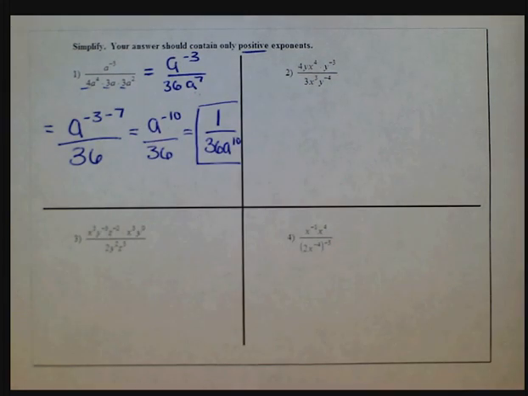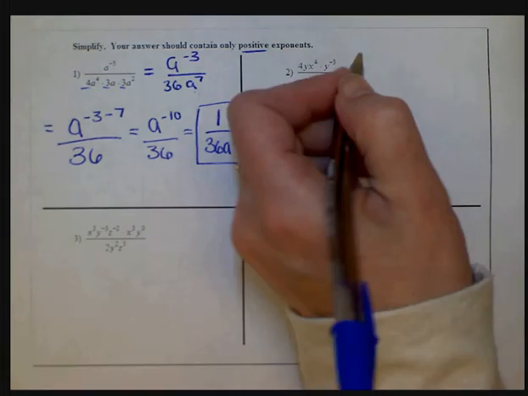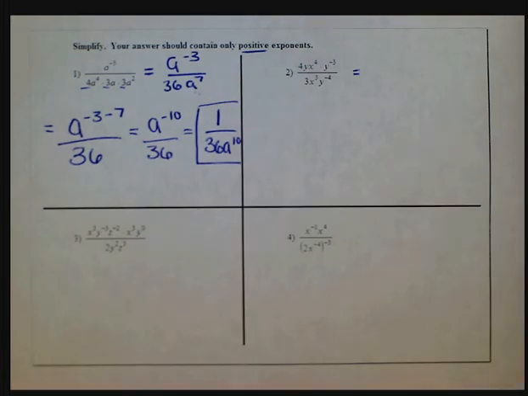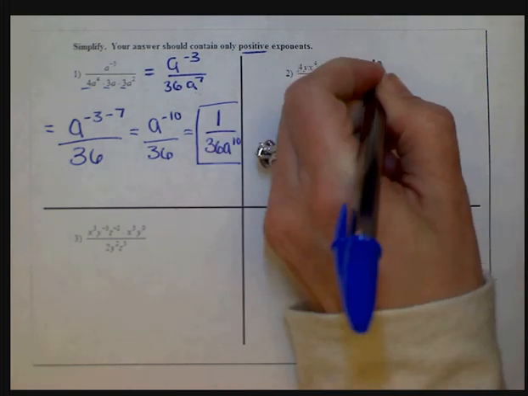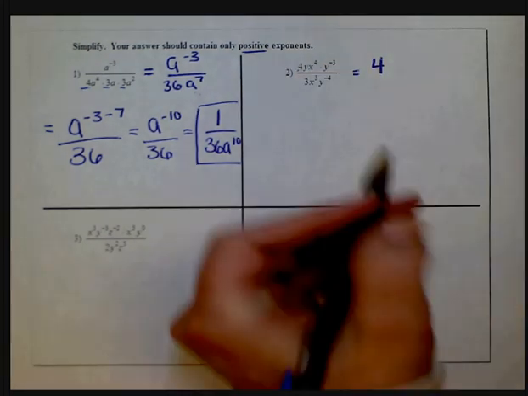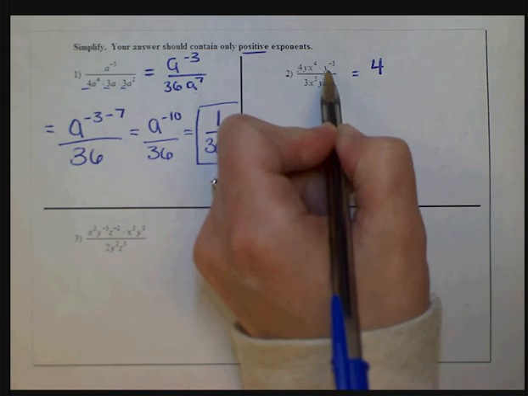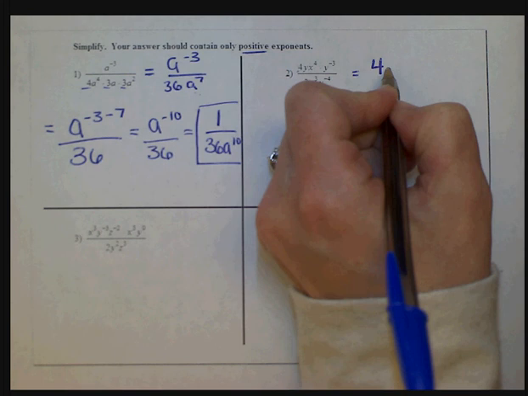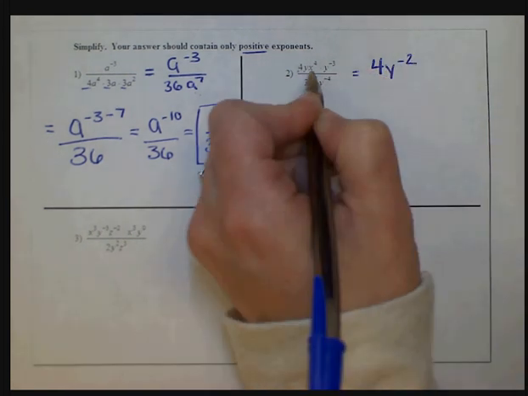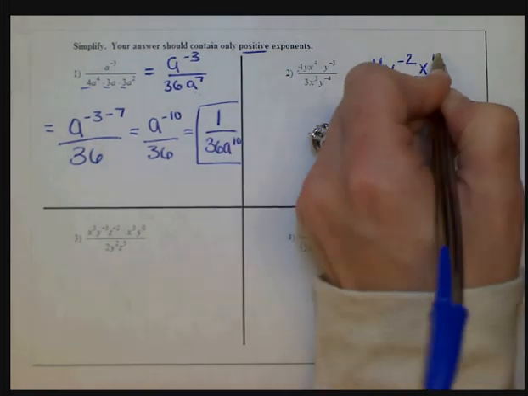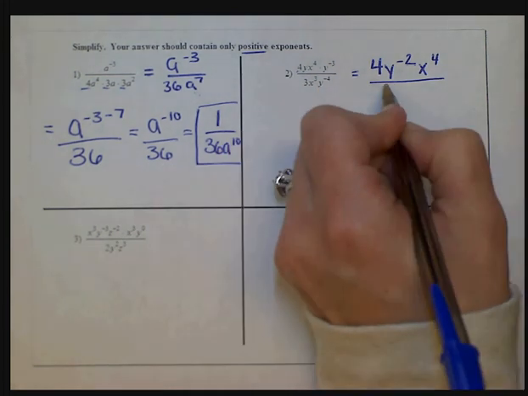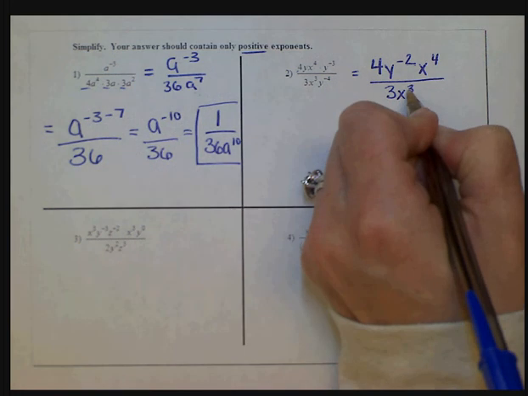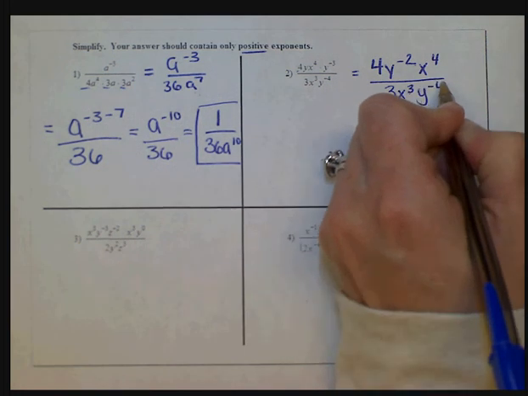Alright, number 2. First I'm going to simplify the top. Anything that I can combine with the multiplication rule, I will. I have a 4 on the top. I don't have any other number, so I keep the 4. I have a y to the first and a y to the negative 3, so I add those powers to give me y to the negative 2. x to the 4th, there's no other x to combine it with, so I keep it on the top. On the bottom, I see I have a 3, an x, and a y, nothing to combine, so I keep 3x to the 3rd, y to the negative 4th.